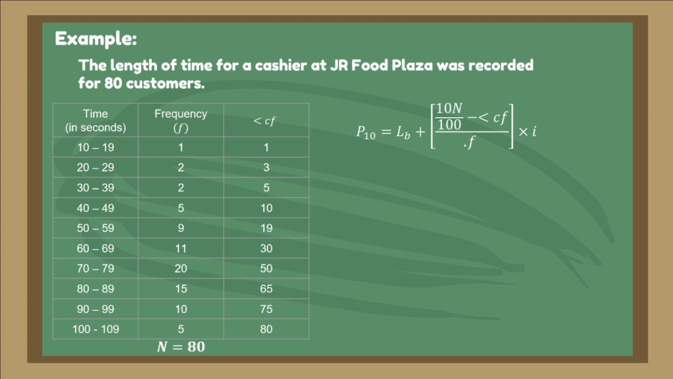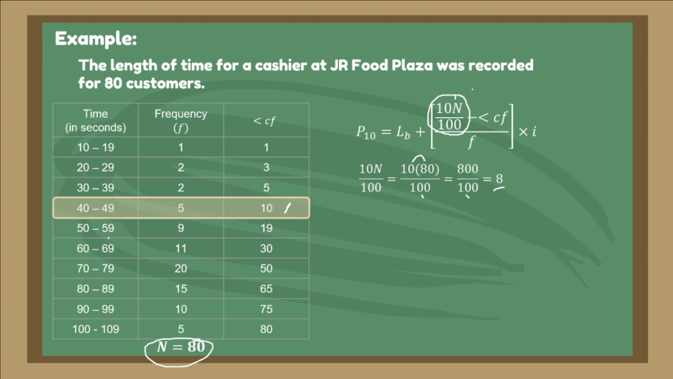Okay, the same procedure as quartile. We're going to solve first the 10n over 100. So our n is 80, which came from here. So we're going to substitute 80 to n. So 10 times 80 will become 800, then divided by 100, so we have 8. So we're going to find 8 from the less than cumulative frequency column. As you can see, there is no number 8. So we're going to choose the number higher than 8, which is 10. Therefore, this row is our percentile class, or P10 class. So we will base our values from this row.